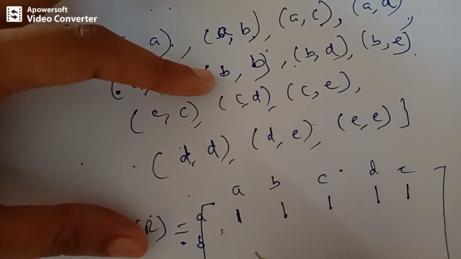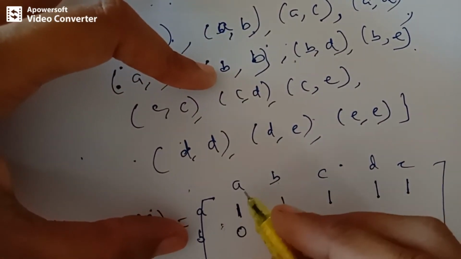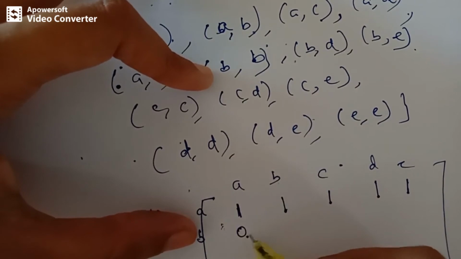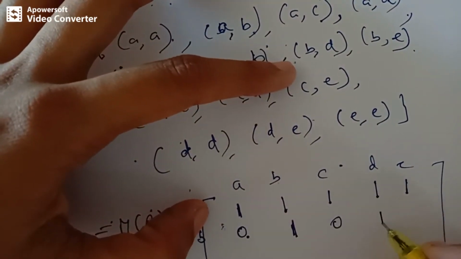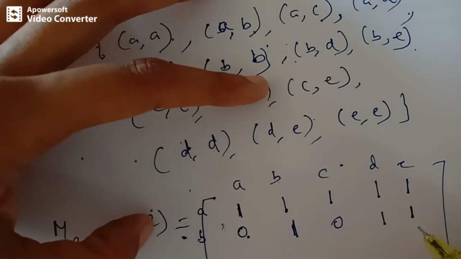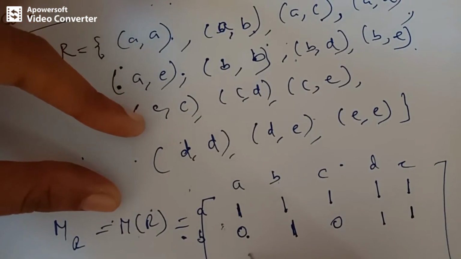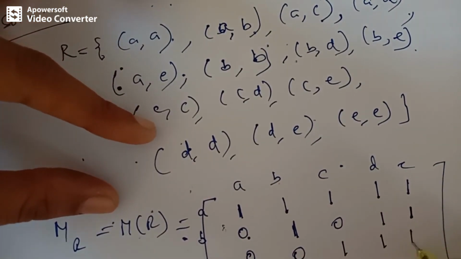What about B, A? No. So you are marking it as 0. There is no pair B, A in the relation, so you are marking it as 0. B, B lies in the relation. B, D lies in the relation. B, E lies in the relation. Next, when we check for C, C, A is not there. C, B is also not. C, C, D and C, E.